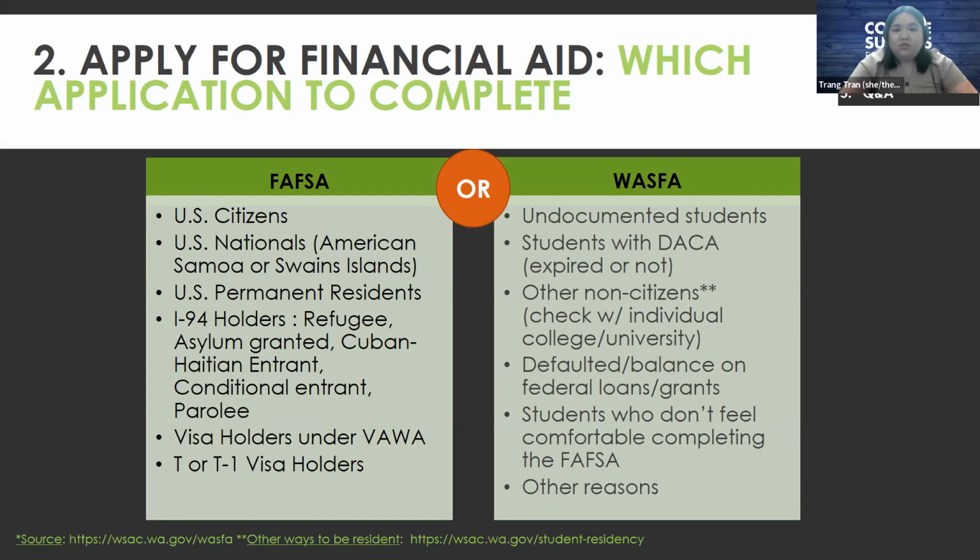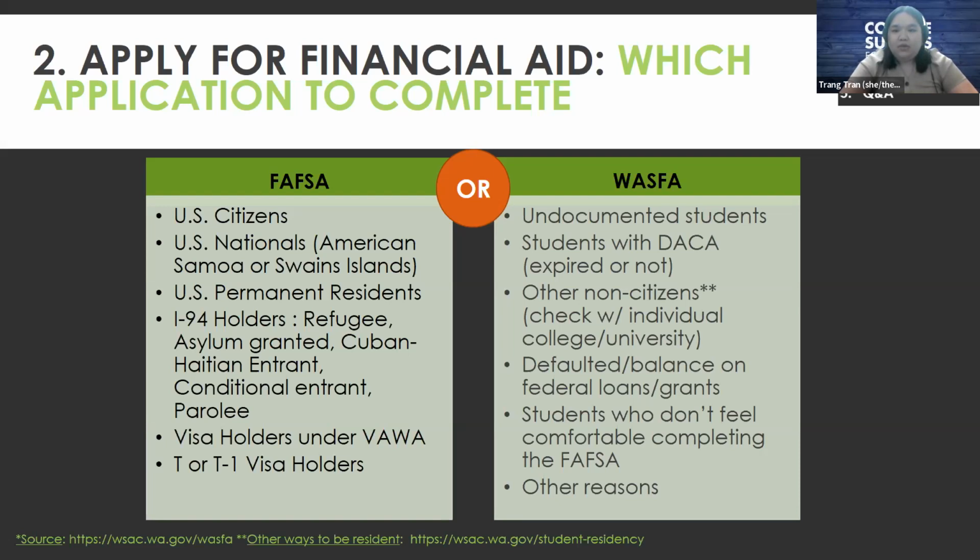Also, for students who are US citizens and have family members who are undocumented and do not wish to file a FAFSA, they can choose to file a WASFA instead, because the FAFSA really connects with large organizations like the Social Security Administration, for example. And so if students don't feel comfortable completing the FAFSA, they can choose to fill out a WASFA instead. And so we just want to make sure that students know all of the options that they have and choose what they and their families are most comfortable with.